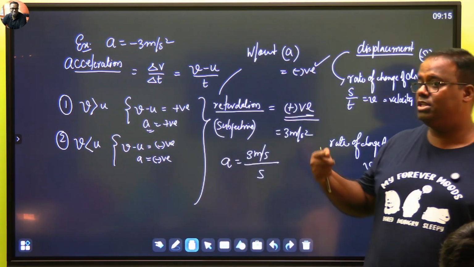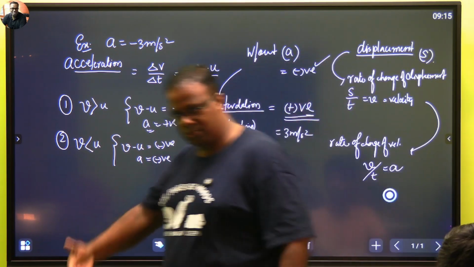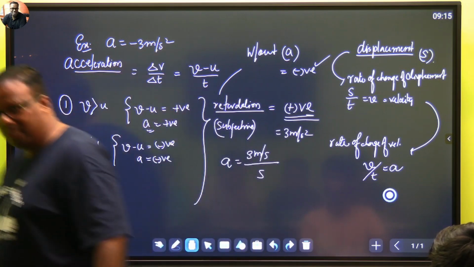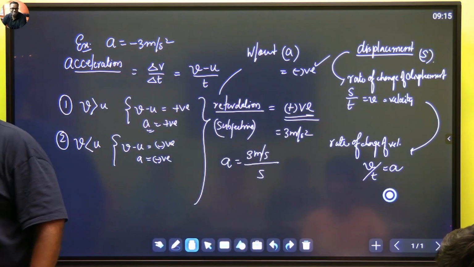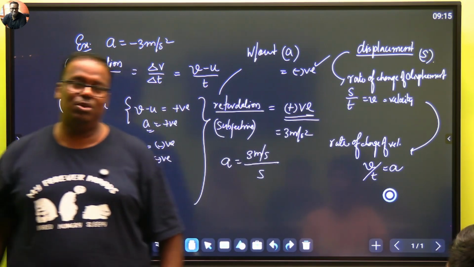Distance, velocity is meter per second. Every second I cover this much distance. This is the definition of velocity. Acceleration's definition is what? Every second.